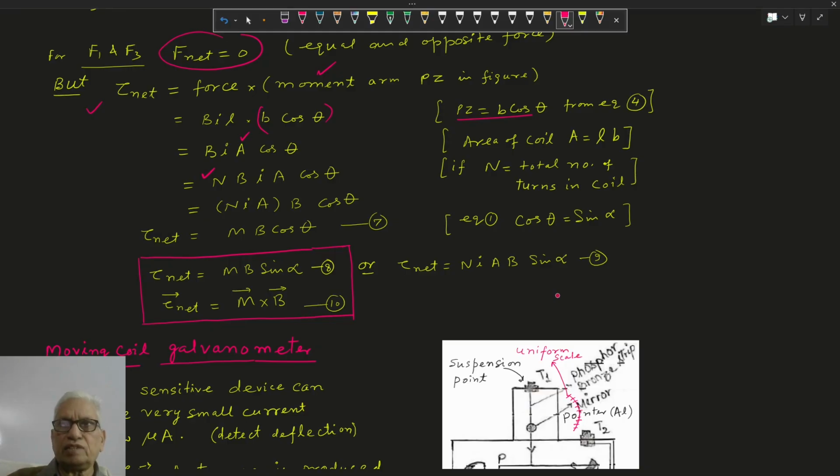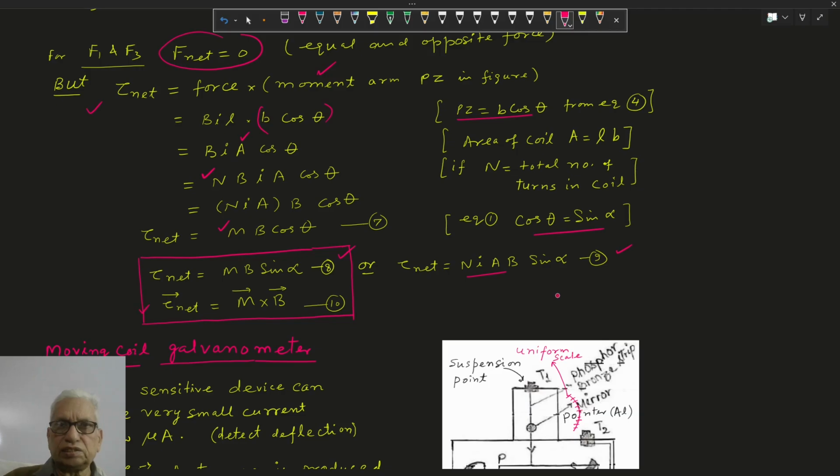NIA की जगह हम M लिखेंगे. What is M? The dipole moment. NIA बहुत बार देख चुके हैं फॉर्मूले को. So NIA की जगह हमने M लिख दिया. Cos theta को पहले रिप्लेस कर चुके हैं ऑलरेडी बाई sin alpha. It can be written as MB sin alpha, M की वैल्यू NIA. Equation 8 या equation 9 एक ही बात है.